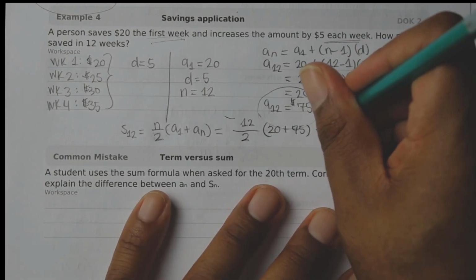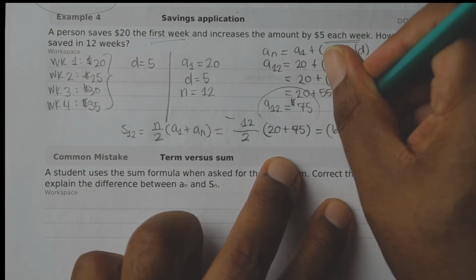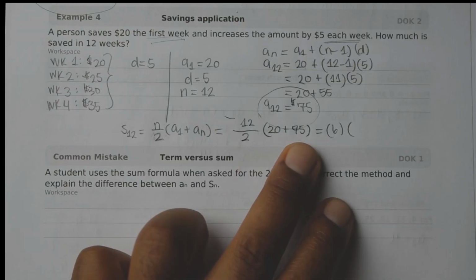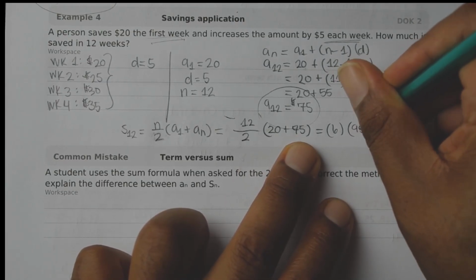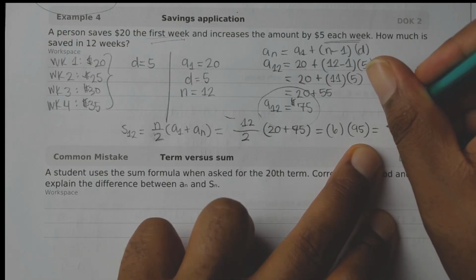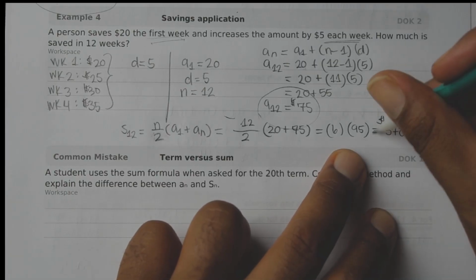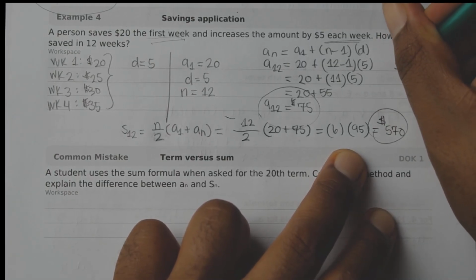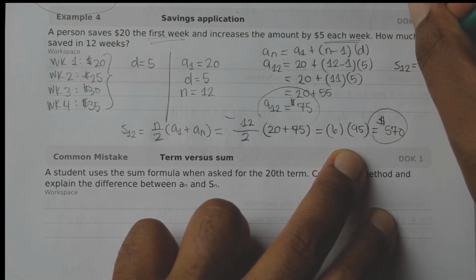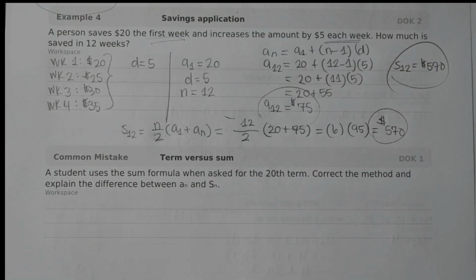Okay. So this would be obviously 6. 12 divided by 2 would be 6. And then 20 plus 75 would be $95. So the final result would be $570 by the 12th week. Okay. So again, the person saves a total of $570 over the 12-week period.